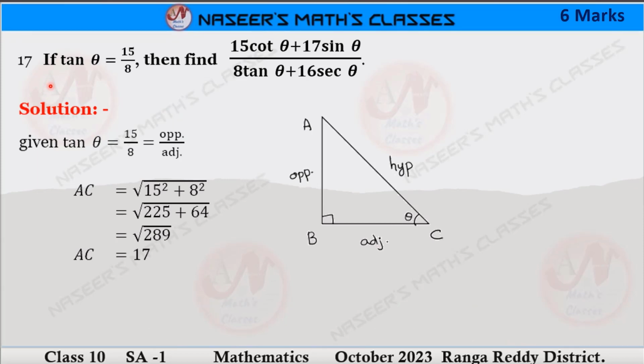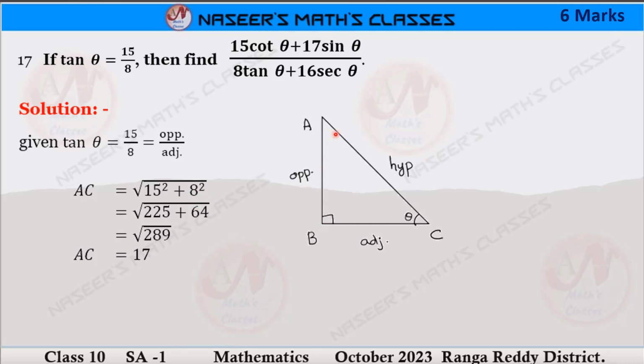We are going to solve the 17th problem. In this problem, it is given that if tan theta is equal to 15 by 8, then find 15 cot theta plus 17 sin theta by 8 tan theta plus 16 sec theta. To find these values, first of all, we take a right angle triangle ABC in which the opposite side 15 is given and the adjacent side 8 is given.